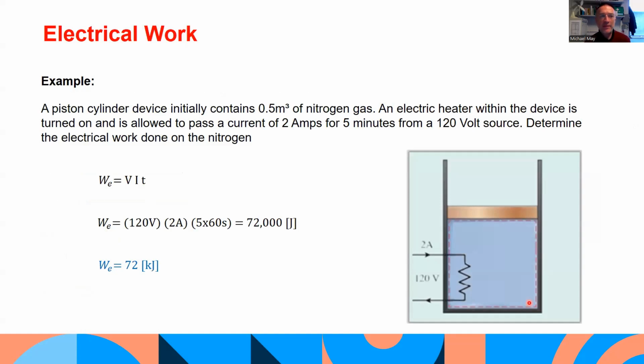So an example of that: a piston cylinder device initially contains 0.5 meters cubed of nitrogen gas. An electric heater within the device is turned on and allowed to pass a current of 2 amps for 5 minutes from a 120 volt source. Determine the electrical work done on the nitrogen. So the electrical work is the voltage by the current by the time. So we have 120 volts by 2 amps, and 5 minutes multiplied by 60 to get it into seconds, and it works out ultimately as 72 kilojoules.